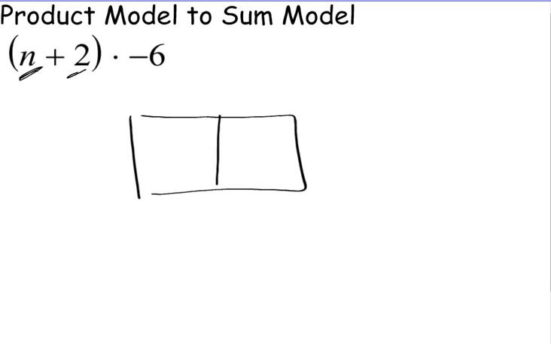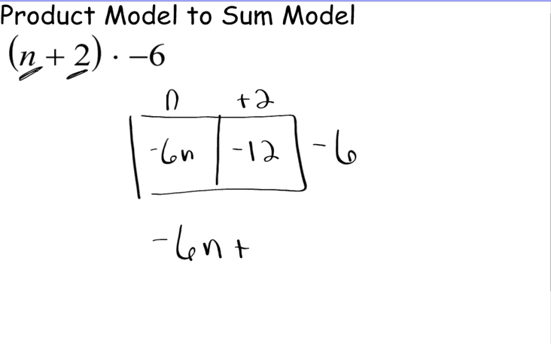Okay, now this one, I have the thing that I'm multiplying on the wrong side. In your brain, it says it's the wrong side. It still works. Okay, I still have a box. There's my box. Got two terms. Okay, n and positive 2, and my negative 6 is on this side. But negative 6 times n, still negative 6n. Negative 6 times 2 is negative 12. So my sum model is negative 6n plus negative 12, or negative 6n minus 12.